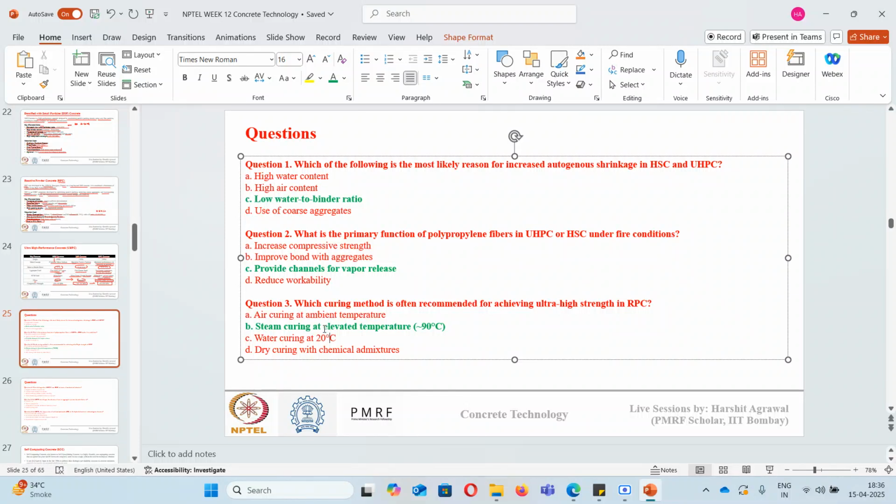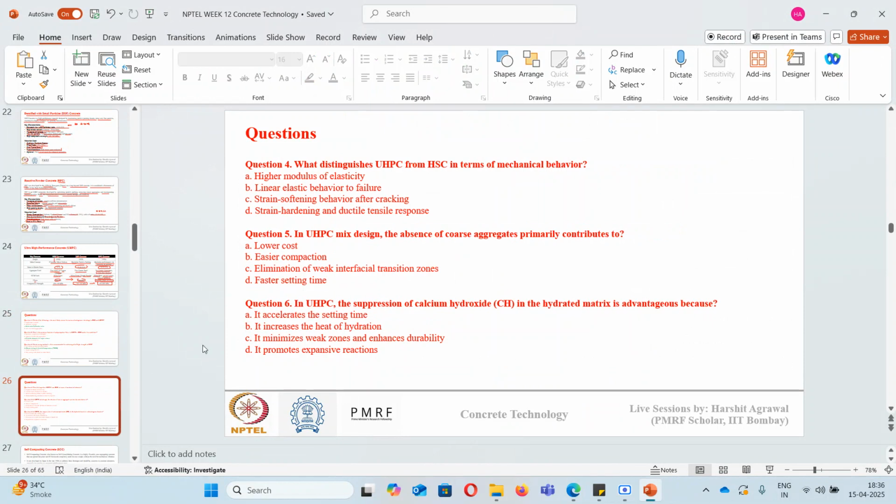Since we are using supplementary cementitious materials, they can be slow to react. So if we are using steam curing, it will increase the reactivity of those SCMs, and we may have a higher strength gain initially also.